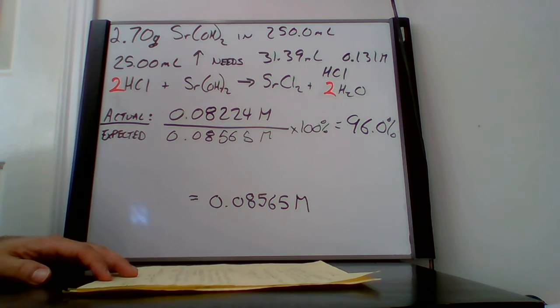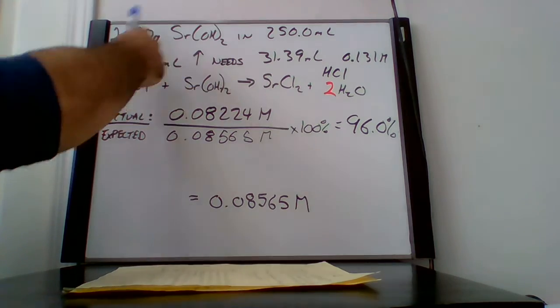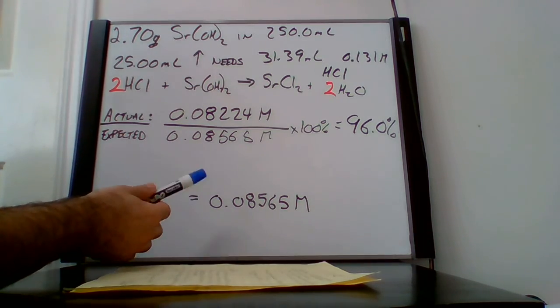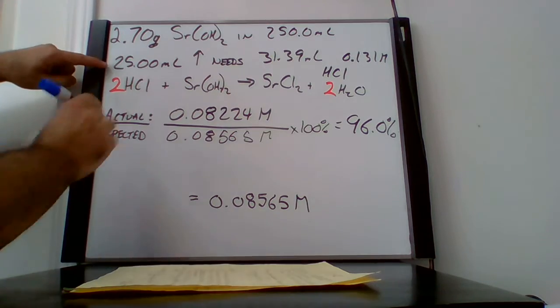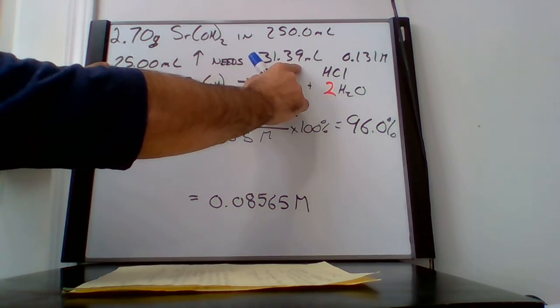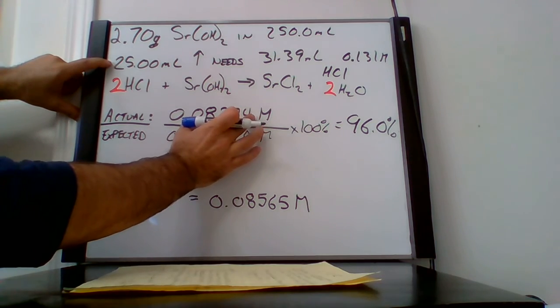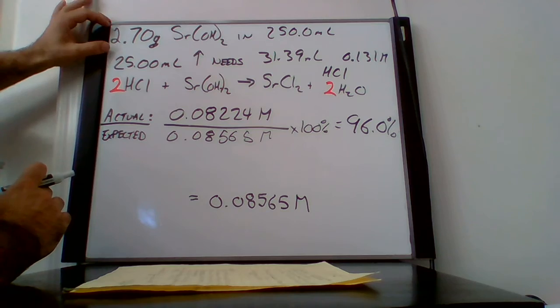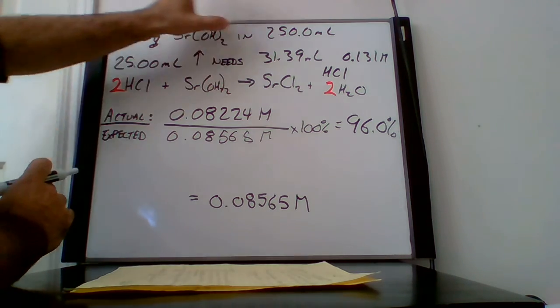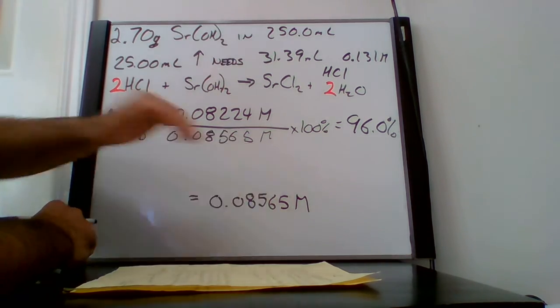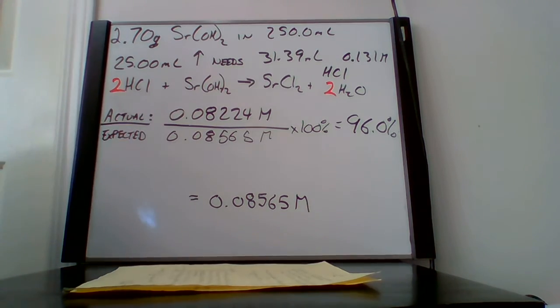Okay. So once again, we use the data from here to figure out the actual concentration based on this line here. The 25 mils needs this 31.39 mils of 0.131 molar. That gives us the actual, the experimental value, whereas we can get the expected from the fact that we took the 2.7 grams in 250 mils. We should have had this value. We take the actual over the expected times 100% to get that percent purity. Hopefully that helps. One more example to deal with, determining the molar mass.